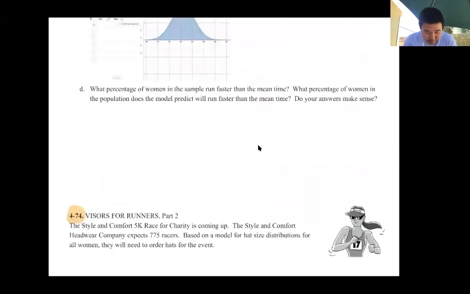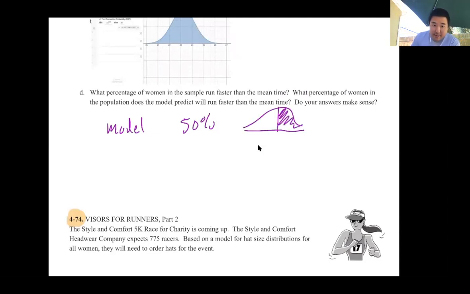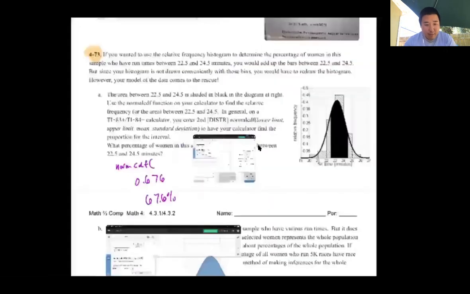What percentage of women in the sample run faster than the mean time? What percent of women in the population, according to the model, will run faster than the mean time? So the model will be 50% because 50% is above the mean. And then for the data, it's 47.5, because if you look at the data and you count the number of actual people, it's pretty close. If you had more people, it would be better.